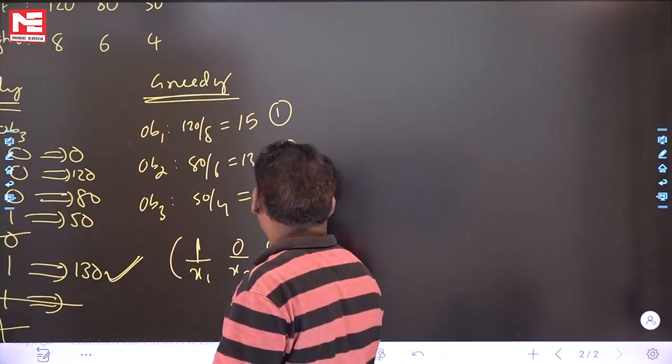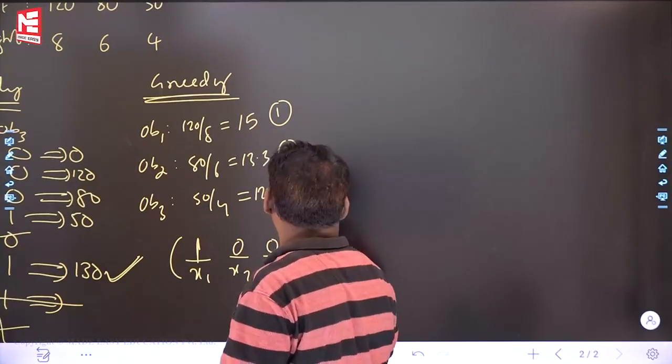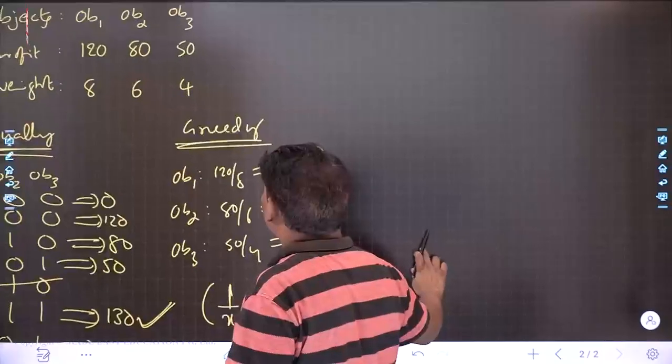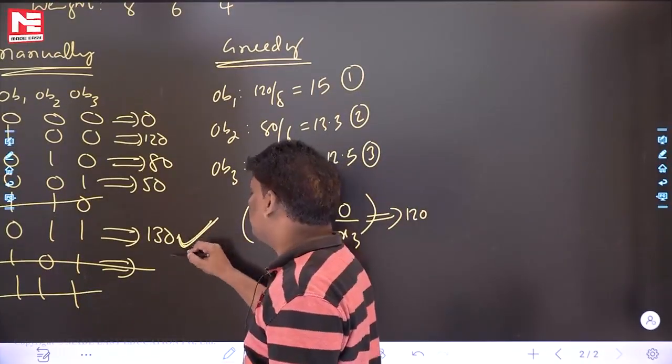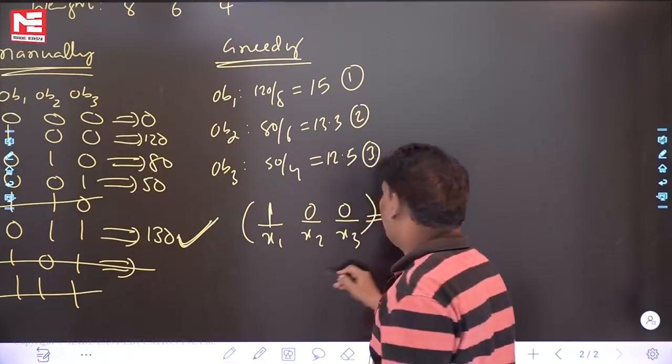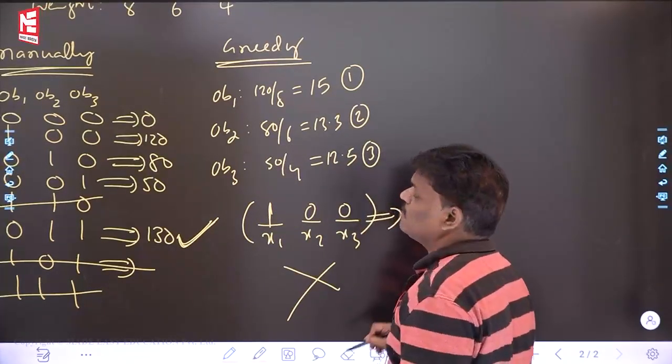According to greedy, what is the answer? Only the first one is allowed. How much? 120. According to greedy, the answer to this problem is 120, but the actual best answer is 130. Greedy is giving 120, which is the wrong answer. That is the reason. See this one.